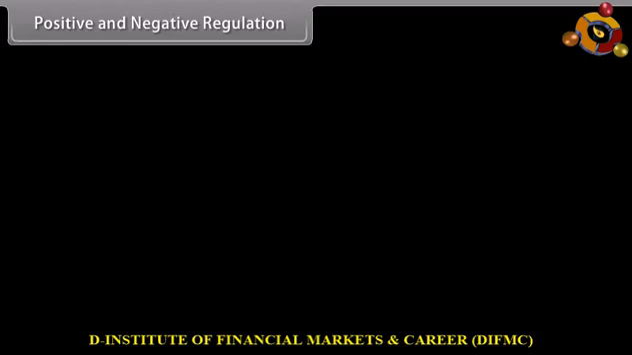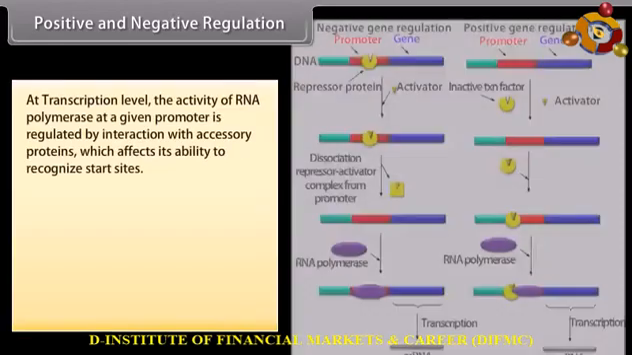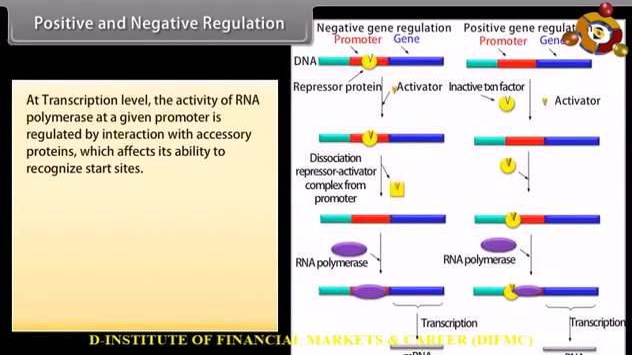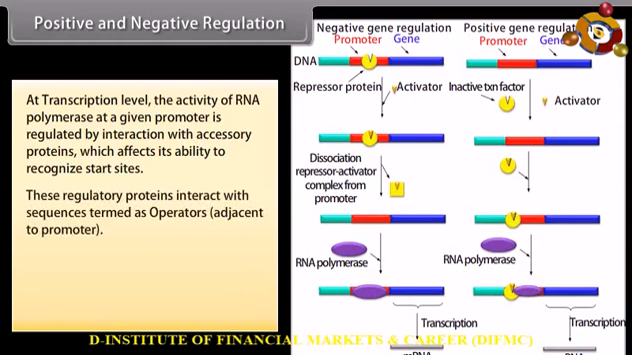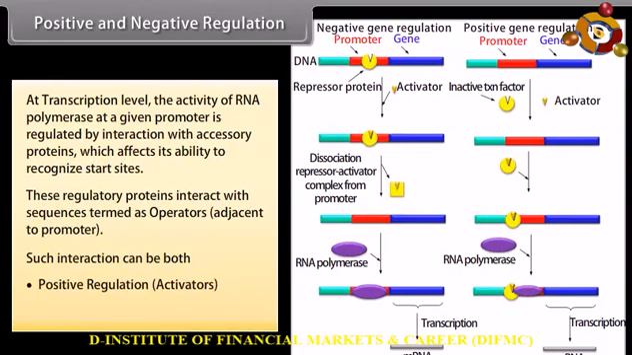Positive and negative regulation. At transcription level, the activity of RNA polymerase at a given promoter is regulated by interaction with accessory proteins, which affects its ability to recognize start sites. These regulatory proteins interact with sequences termed as operators adjacent to the promoter. Such interaction can be both positive regulation, activators, and negative regulation, repressors.